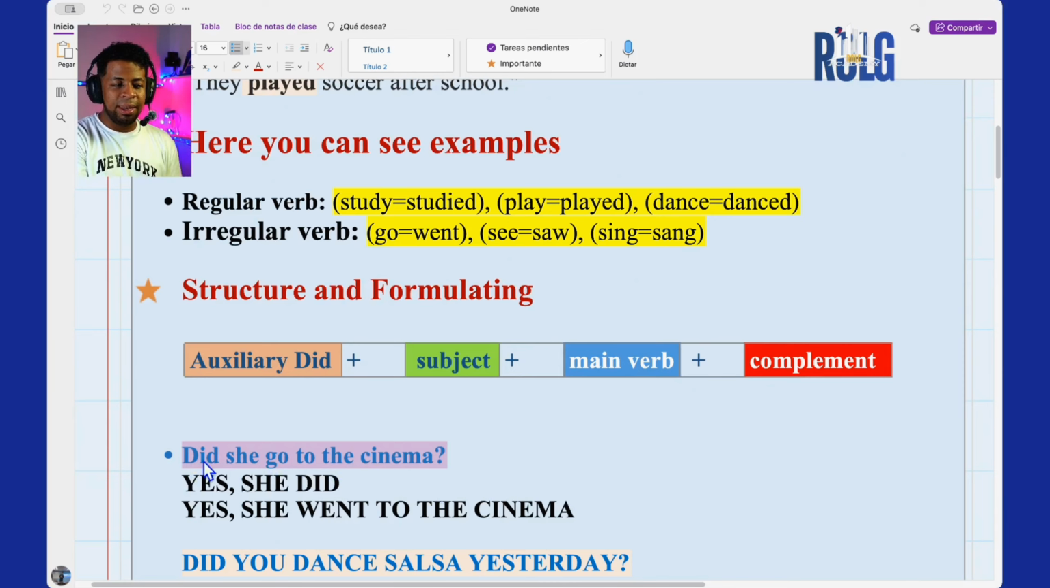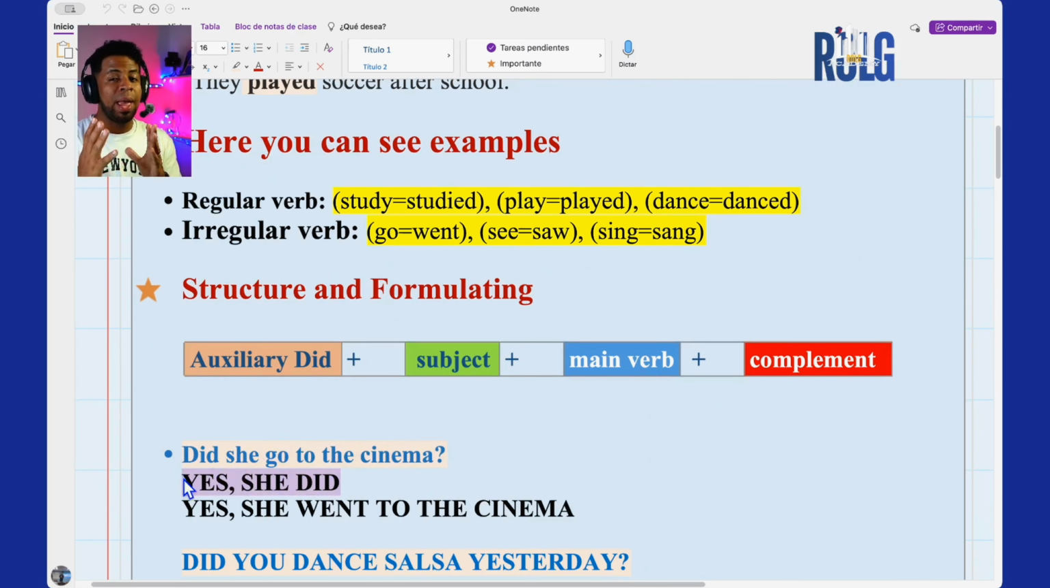As you can see, we have here the auxiliary did, the subject or personal pronoun she, and then the verb is in present. But when we want to answer or give a response to that question, we have to use it in past. For example, here we have a short answer. Yes, she did. Did is a representation of the past, but in a short way. Yes, she did. What is that?